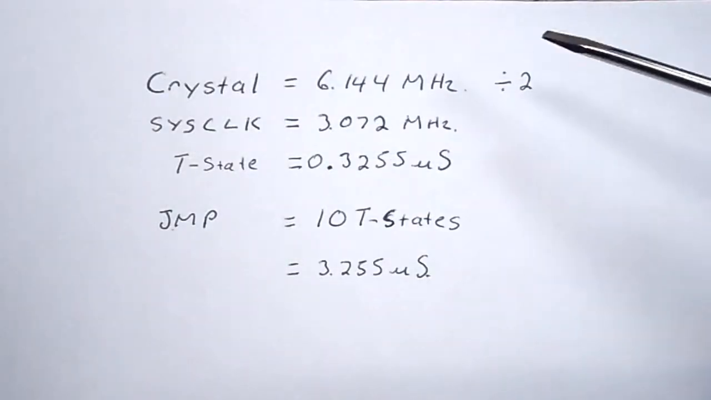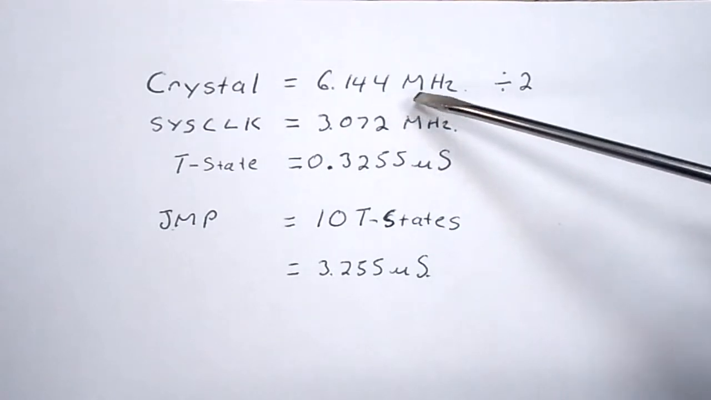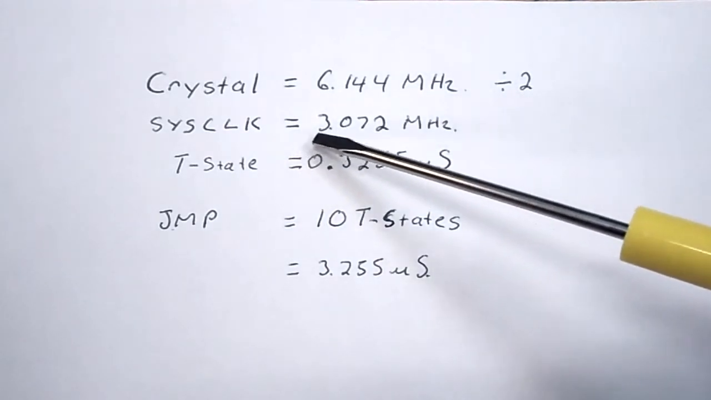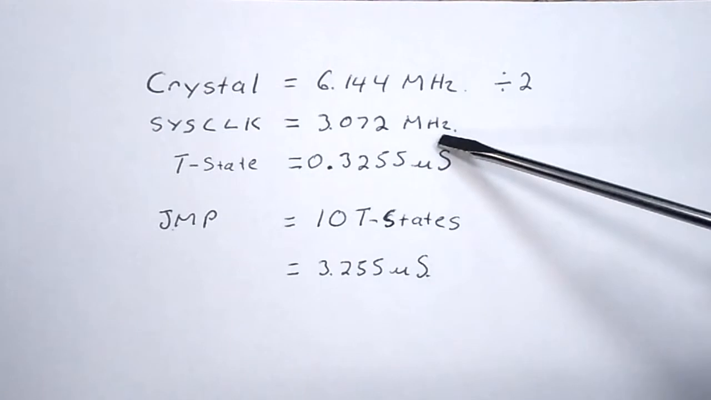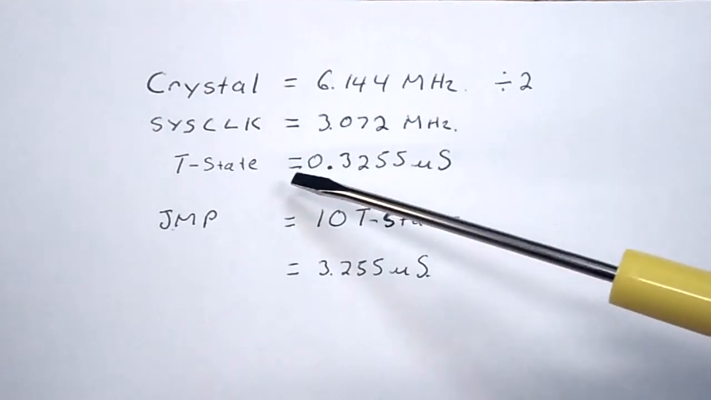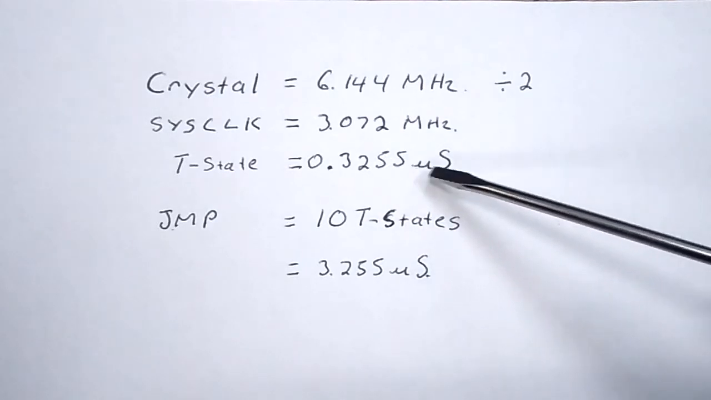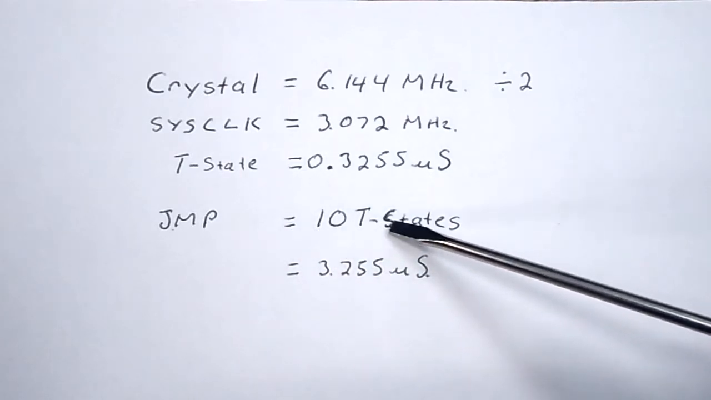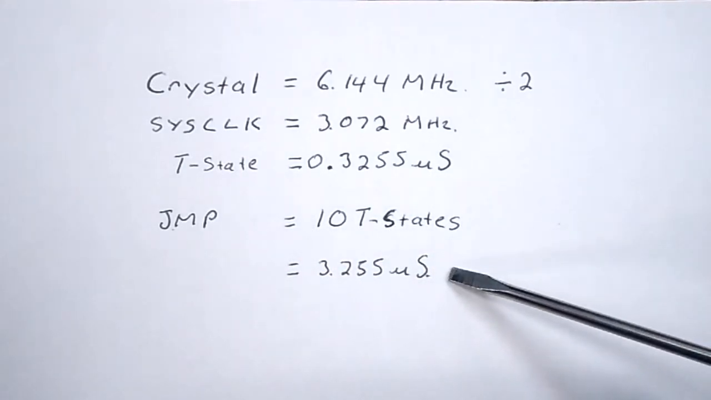So just to recap, our crystal is 6.144 megahertz. The CPU divides that by 2, so your system clock is 3.072 megahertz. One T-state is equal to 0.3255 microseconds. And when we looked at the jump instruction, it takes 10 T-states to complete. So the jump instruction actually takes 3.255 microseconds to complete. This is important if you're trying to create a timing delay loop. You need to know how long each instruction takes so that you know how many times to repeat those instructions.